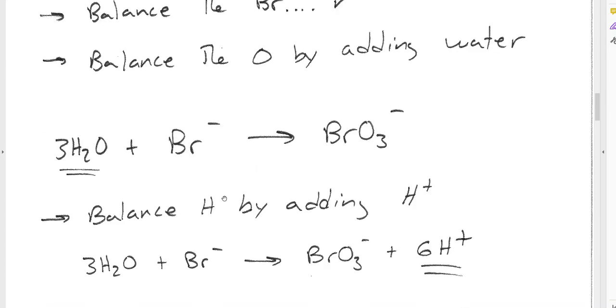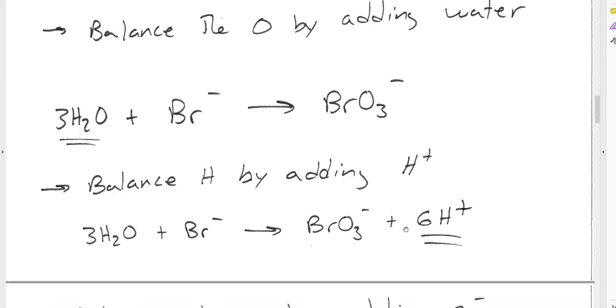Now we balance the hydrogen by adding H+. Okay. Now remember, you might be thinking, well, why are we doing H+ when it's hydroxide, because it's a basic solution? Remember, we're going to take care of the hydroxide at the very end. So right now we're going to just treat it just like we would in an acidic solution. So now everything's balanced except for charge.